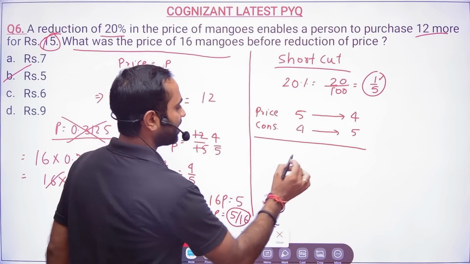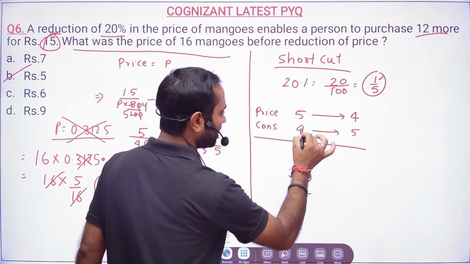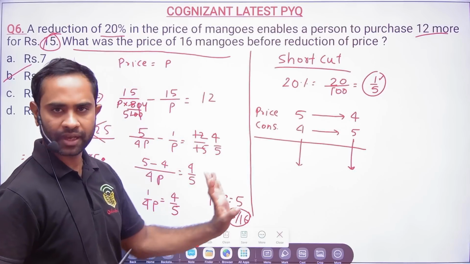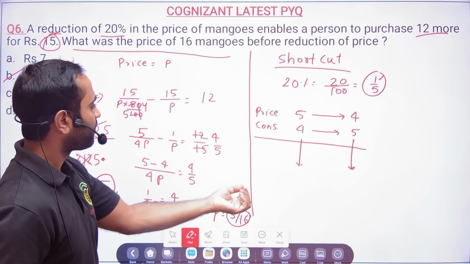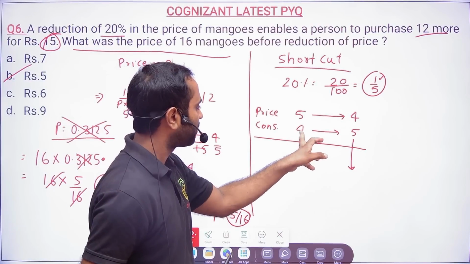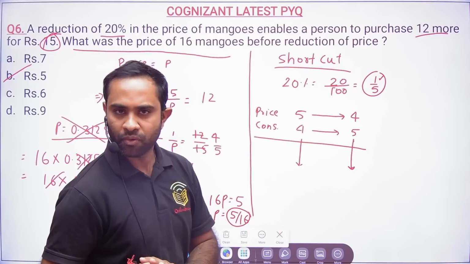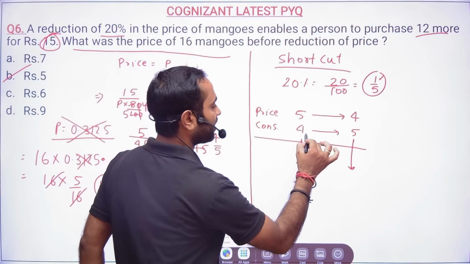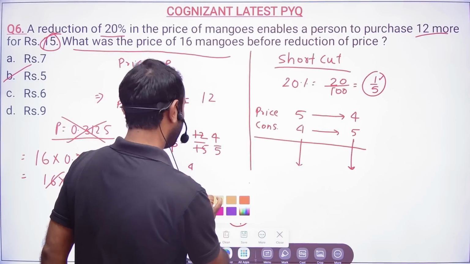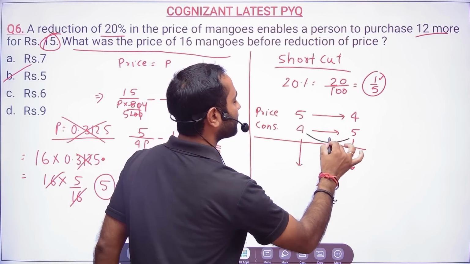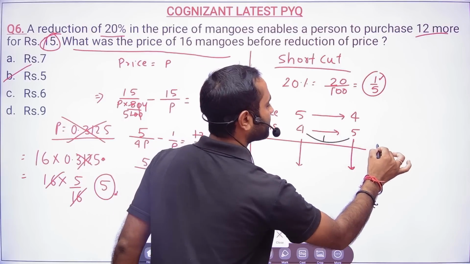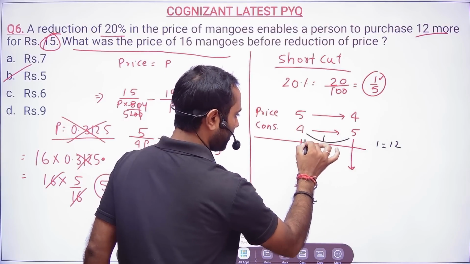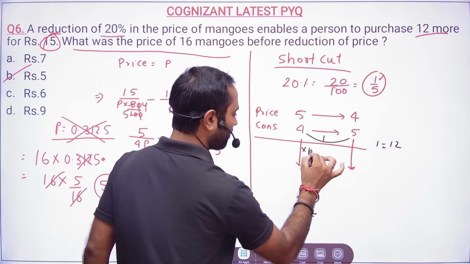Now, friends, this is nothing but your old value, and this is nothing but your current value. So 4 to 5. Now your consumption is nothing but 4 to 5. If you see the difference, it is nothing but 1, but actual is 12. So 1 is equal to 12. So earlier, 4 into 12 will be what? 48.